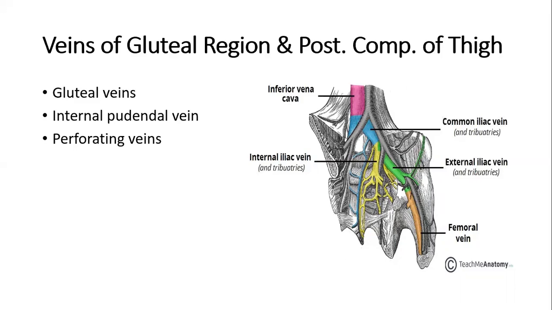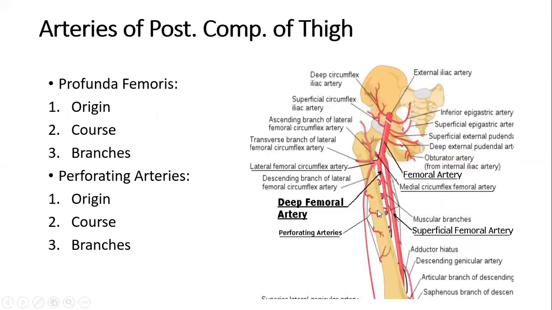So I hope this very simple topic is clear to all of you. So this was all about the vessels of the gluteal region as well as posterior compartment of the thigh. Often this topic is asked within the university examinations, especially in the form of a draw and label question.